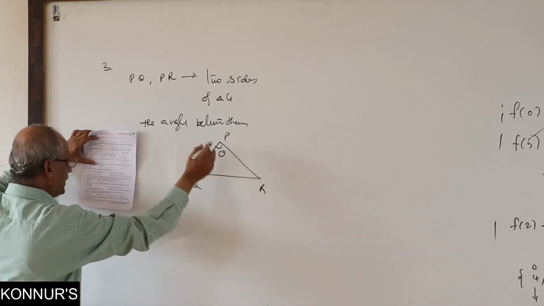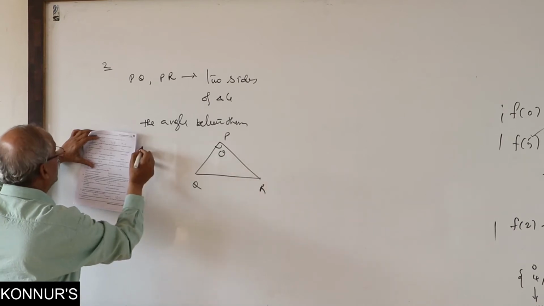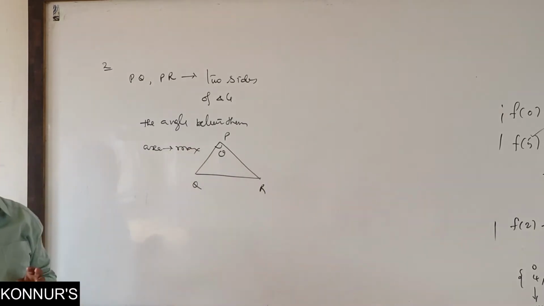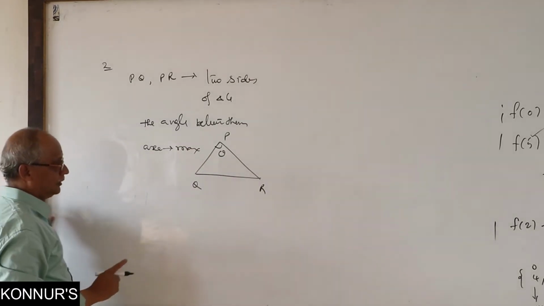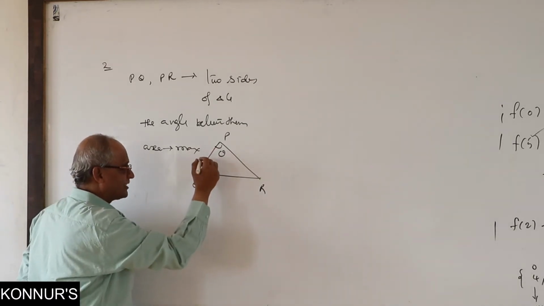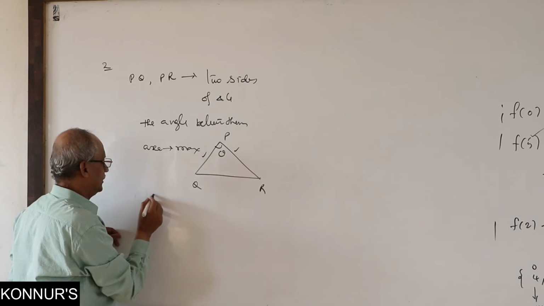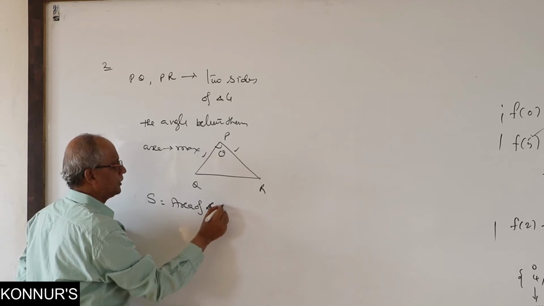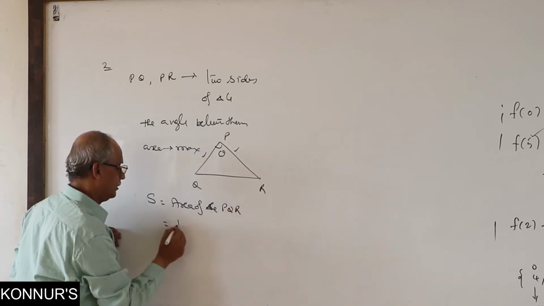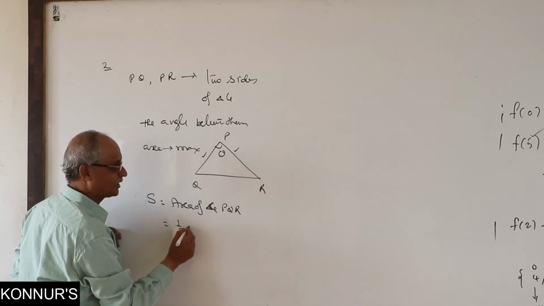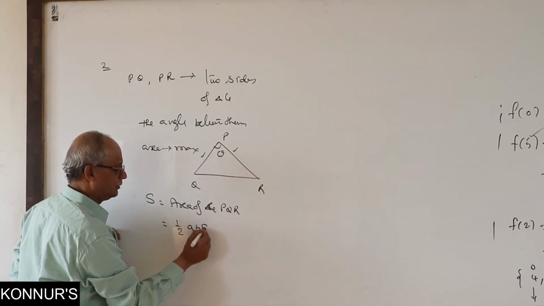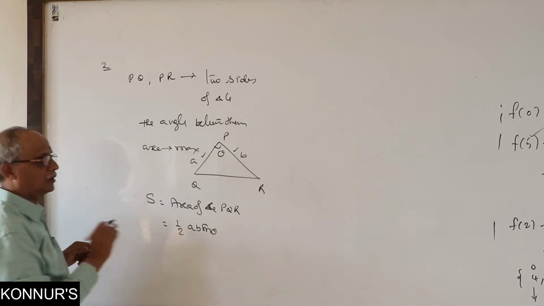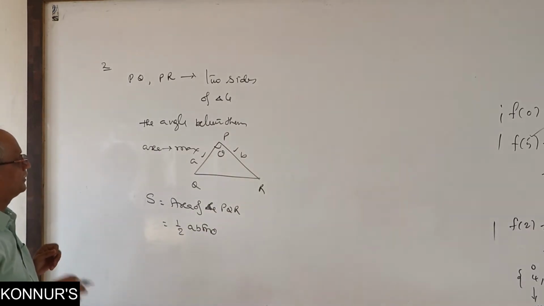What he is asking: find the angle theta such that the area is maximum. We need that area, meaning the theta value. First, write down the formula. When two sides and the included angle are given, S represents the area of triangle PQR, which is equal to half AB sin theta. Okay, this is a formula from another chapter. You can consider it only as a result.